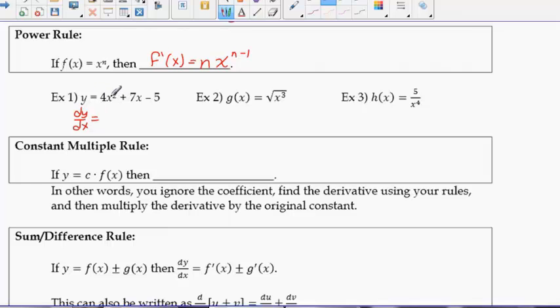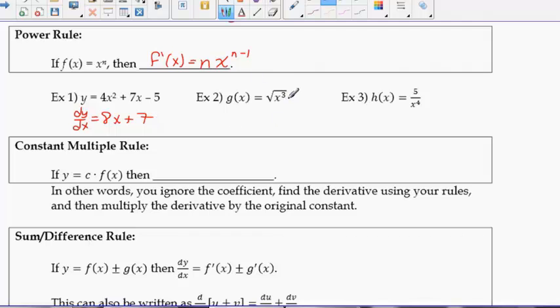So derivative of 4x squared, I'm going to bring down the 2. So when I bring it down, I'm multiplying it. So 4 times 2 is 8, x to the first. 7x to the first, bring down the 1, reduce that to a 0. Well, x to the 0 is 1, so the derivative of 7x is just 7. And then minus the derivative of 5 would be like minus 0. So the derivative of 4x squared plus 7x minus 5 is 8x plus 7.